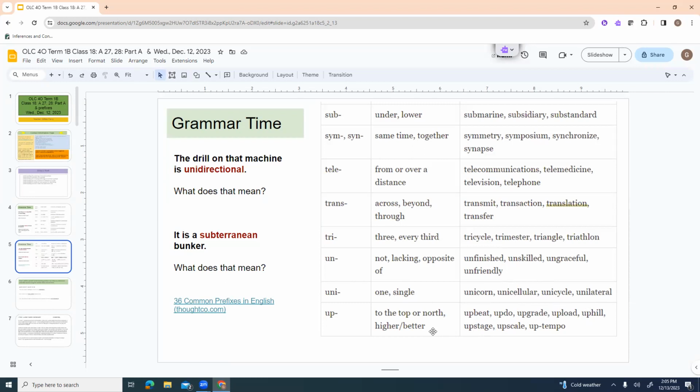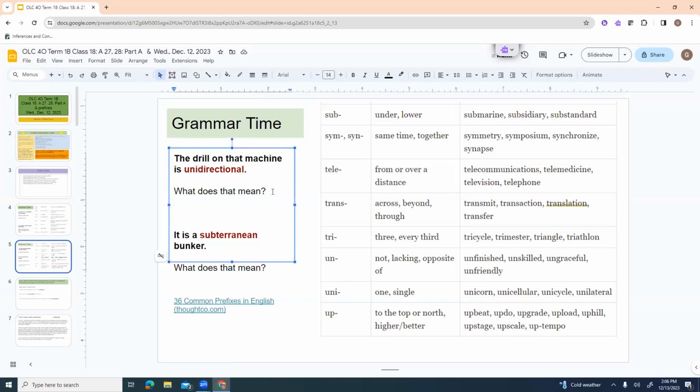Up is either to the top or the north, or it could be higher and better, like upbeat, updo, upgrade, upload, uphill, upstage, upscale, or uptempo. The drill on that machine is unidirectional. What does that mean? Basically means it only goes in one direction.